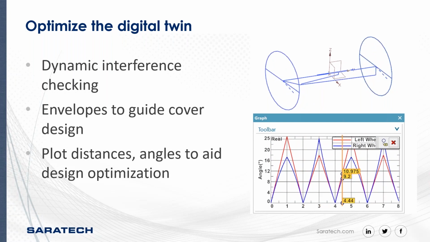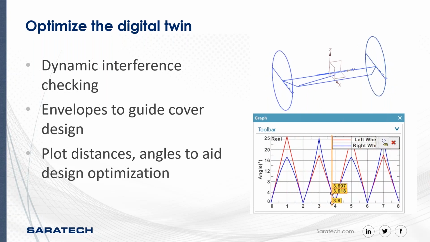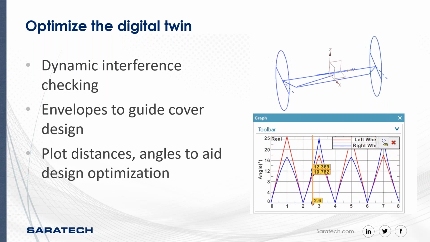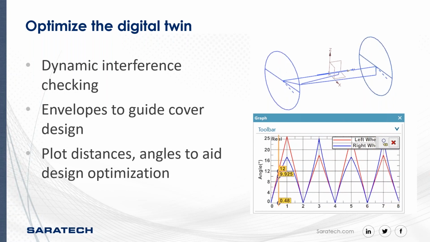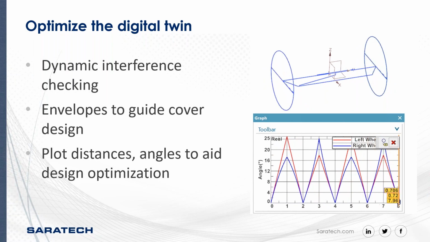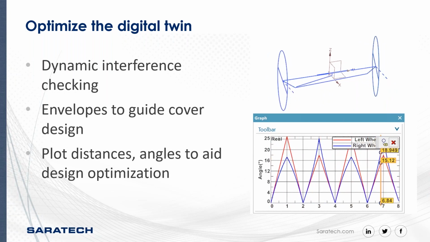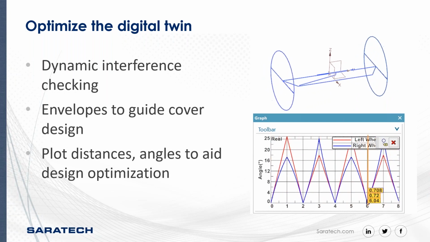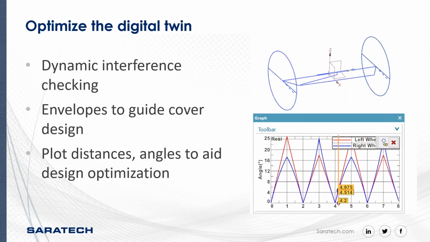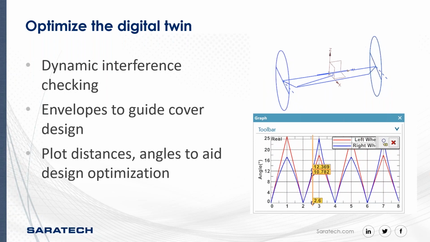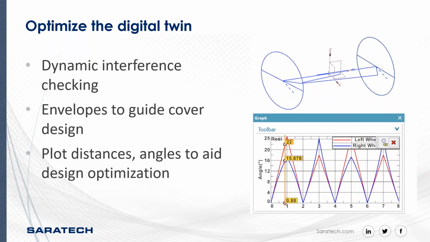We also have an envelope command that allows you to put an envelope around the moving part, so you can do things like cover design and whatnot. You may know where the cover is in this state, but is it going to create an interference later on? That's what an envelope is perfectly designed to do. And last but not least, like I mentioned, you can plot angles, distances, motors, parameters, and all kinds of neat things on a graph and play that back to see exactly how your kinematic model is performing.